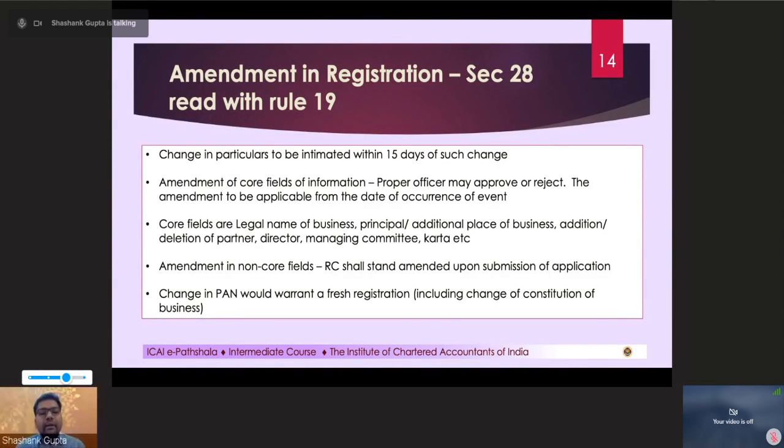Amendment in non-core fields. When you are amending core fields, the proper officer will approve or reject. But if it is an amendment in non-core fields, our registration will automatically get amended. And if for any reason there is a change in the PAN number of the taxpayer, then the taxpayer would have to obtain a fresh registration, because if you are changing the PAN, then there is no amendment, rather it is a case of fresh registration.